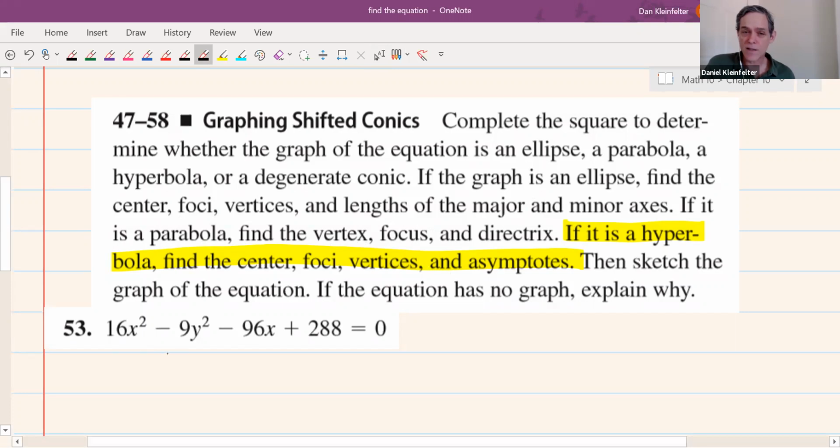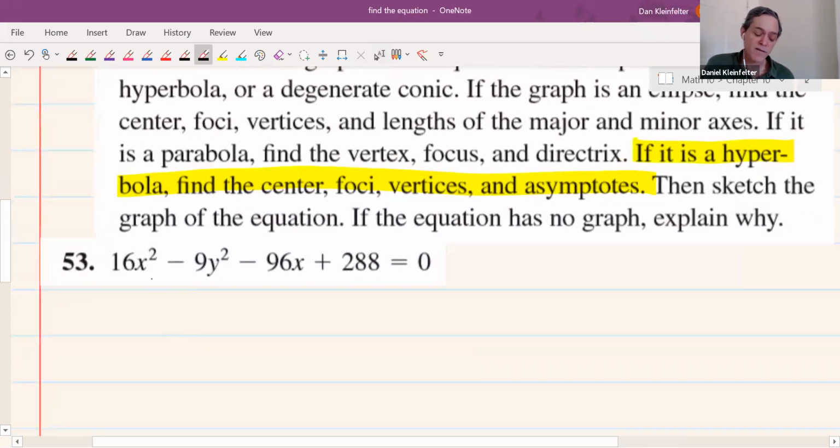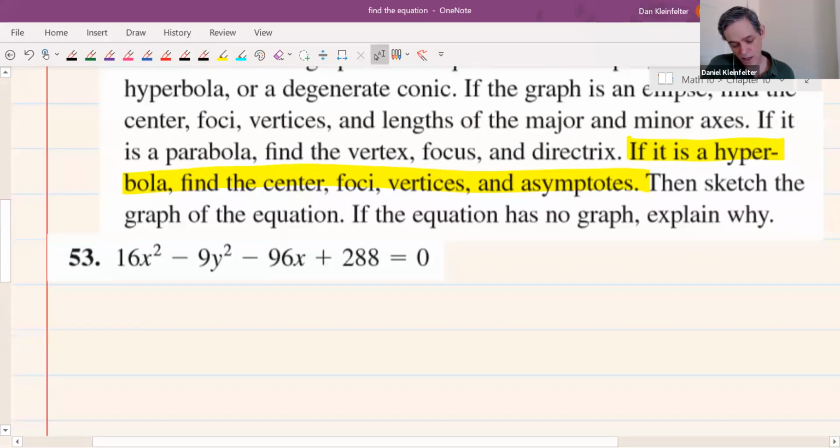So this thing, it turns out that it is a hyperbola actually, because we have the x squared and y squared terms both here, but they're opposite in sign. Okay, and so that's going to make it a hyperbola. So we'll want the center, foci, vertices, and asymptotes. So we definitely got plenty of work to do here.